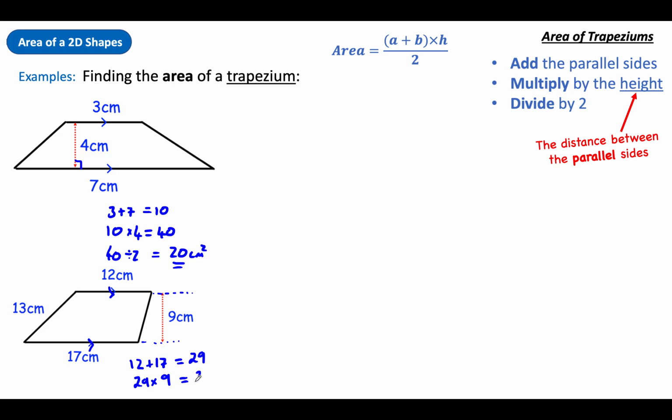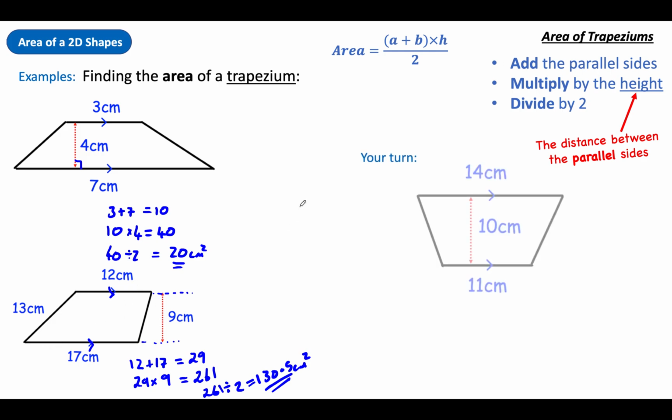261. And then I'm going to halve that to get 130.5. So don't forget your units, centimeters squared in this case. Add your parallel sides, times that by the height, so the distance between them, and then halve it. And that's your trapezium, okay?